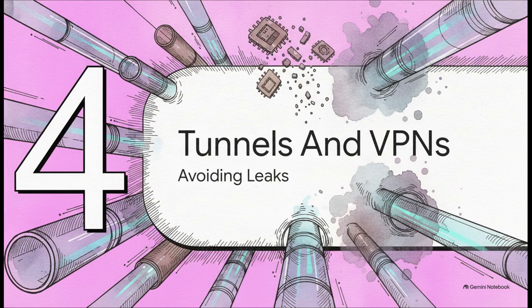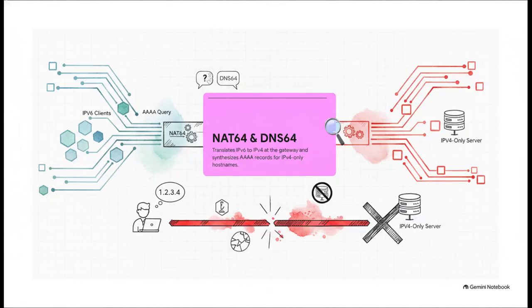Okay, Section 4, navigating tunnels and VPNs. Basically, how to avoid leaks. Let's transition into an area where legacy software just catastrophically meets modern infrastructure. A lot of networks today use NAT64 to translate IPv6 packets into IPv4 at the edge.